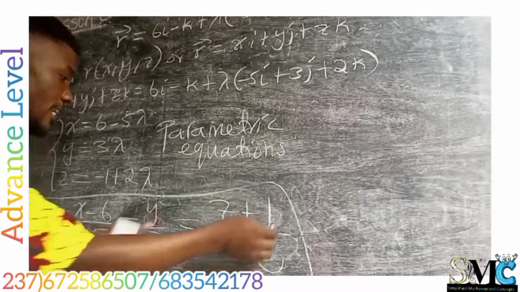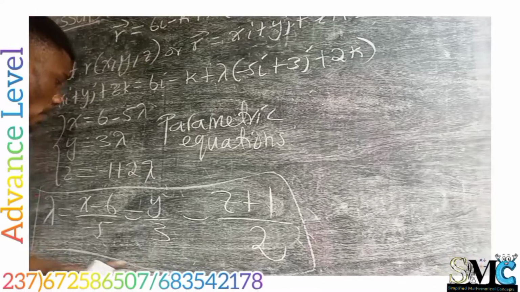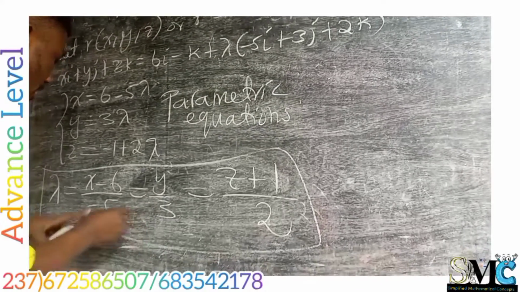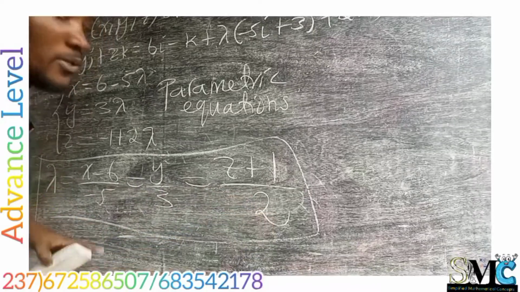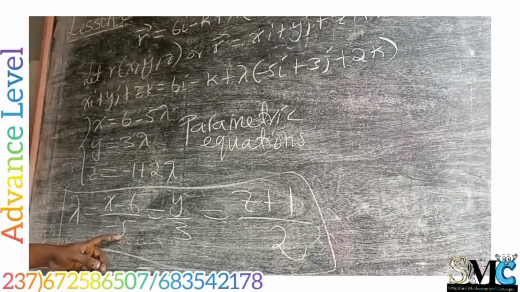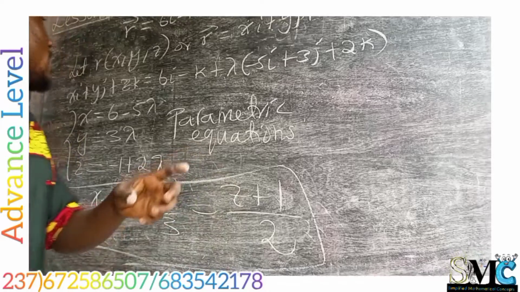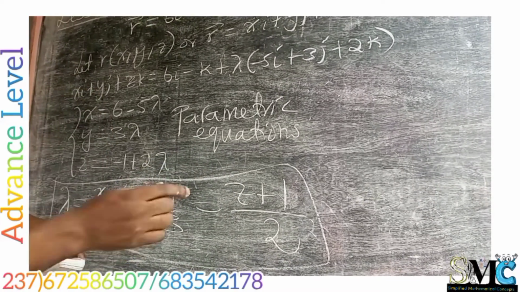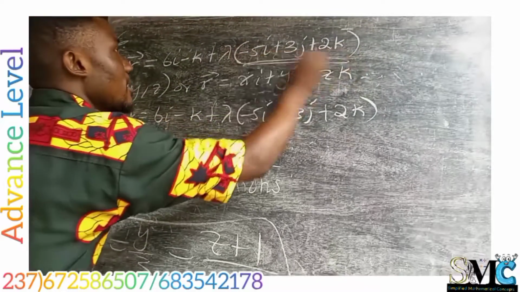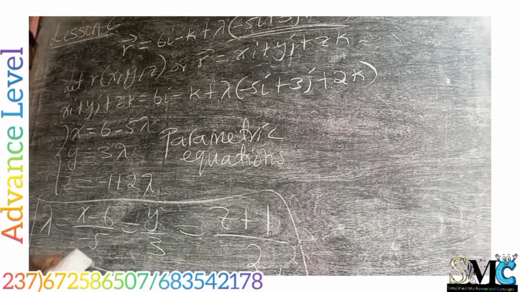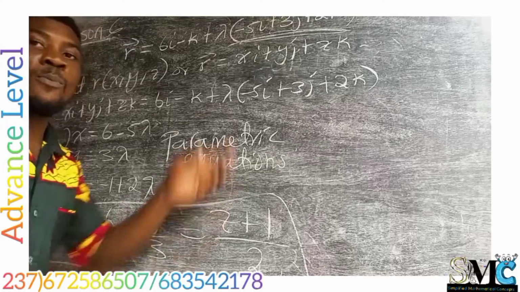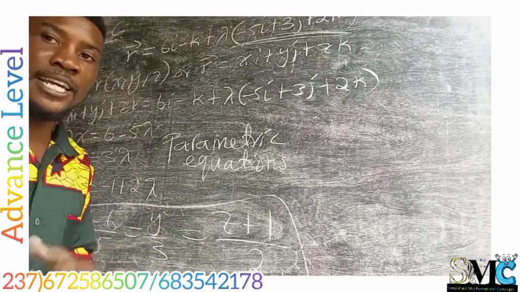Now, in this Cartesian form, one thing you should note is that the denominators of these quantities you see here represent the direction ratios of the vector equation. And from there, that means we can use this to go back, as seen in the next lesson.